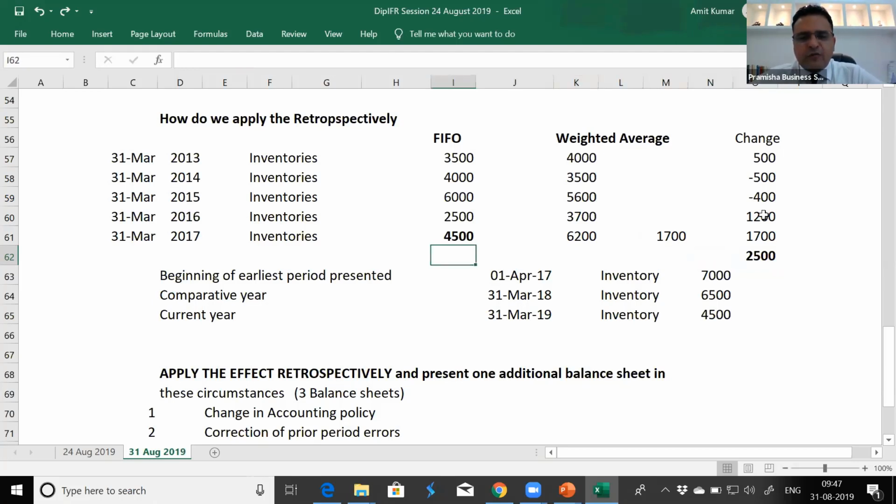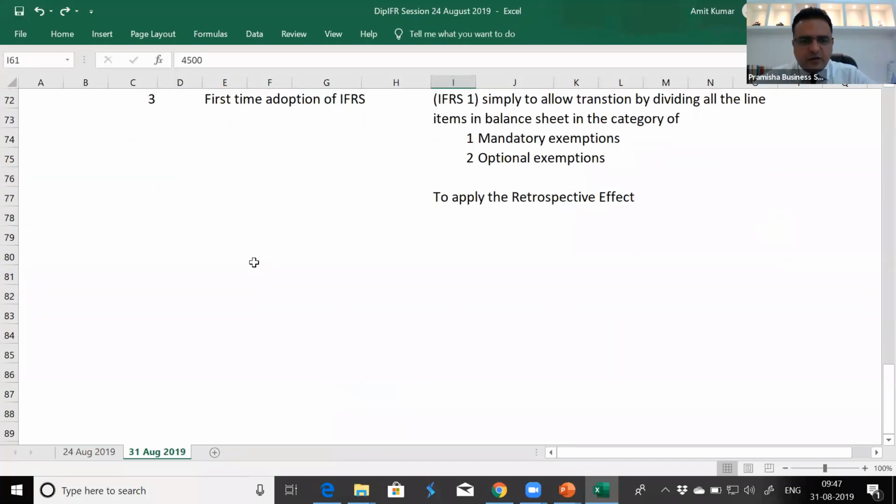So whatever was the value present on 31st March 17, we simply need to add or minus in it, and the corresponding entry will be in the retained earnings. Now we need to increase inventories by 2500. So on the retained earnings side, the adjustment will be credit 2500. So we have been successful in applying the effect retrospectively, and all the adjustments for retrospective effect will be against retained earnings, whether you are correcting a prior period error, whether you are applying the change in accounting policy, or whether you are transitioning for the first time. All the difference is adjusted against retained earnings.